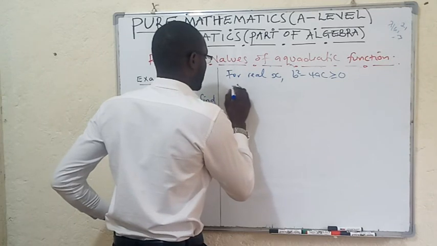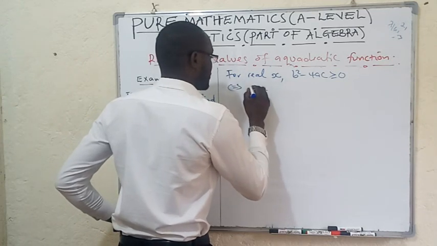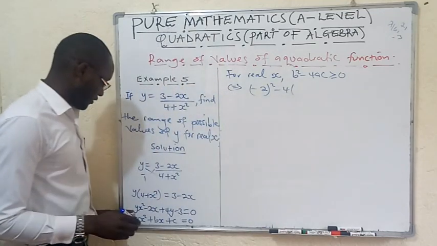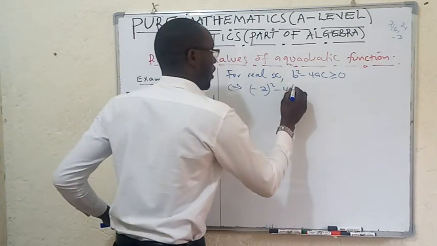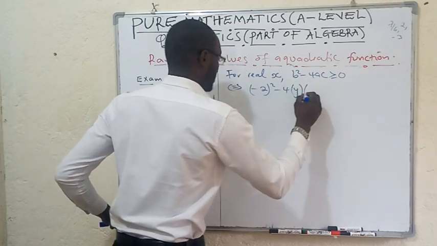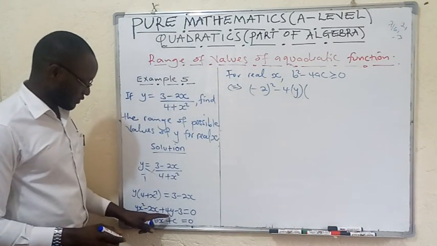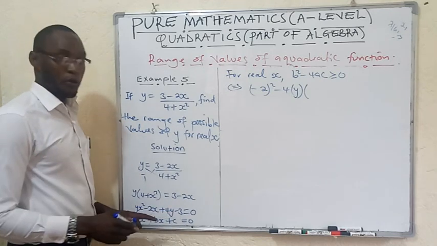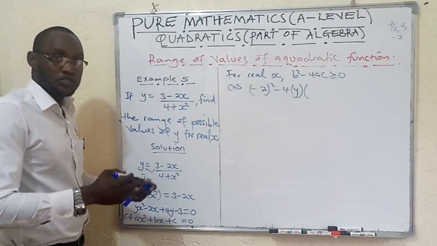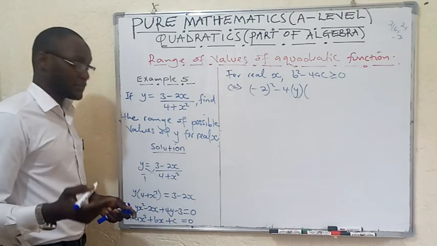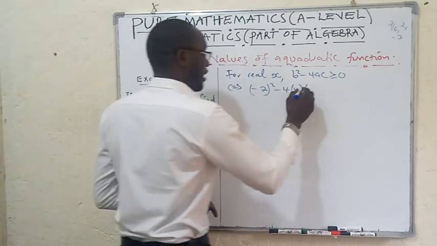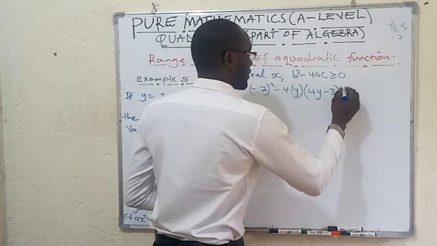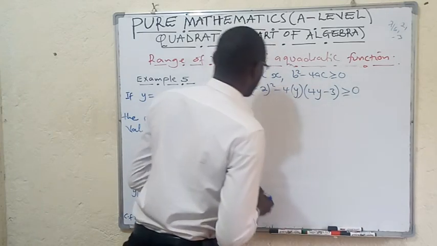So this implies that, Mr. Examiner, sir, negative 2 squared minus 4 into the value of a, which is y, then into the value of c, which is 4y minus 3, where x is no longer visible, but in actual sense it is there to the power 0, which gives you 1. So we have 4y minus 3. This is greater than or equal to 0.